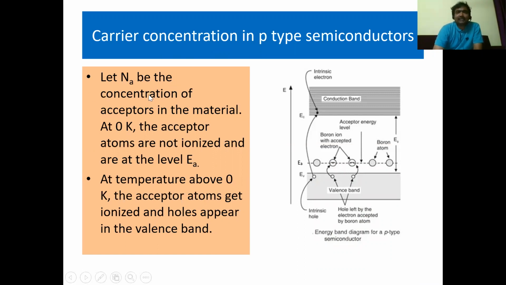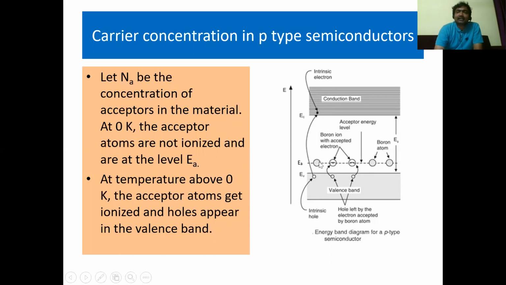Let Na be the concentration of acceptors in the material. At 0K, the acceptor atoms are not ionized and are at the level Ea. So what are these acceptor atoms? To form a p-type semiconductor, we need to dope pure semiconductor with impurity atoms. Which impurity atoms? Trivalent impurity atoms like boron. Here, this is the valence band of the pure semiconductor. This is the conduction band of the pure semiconductor.